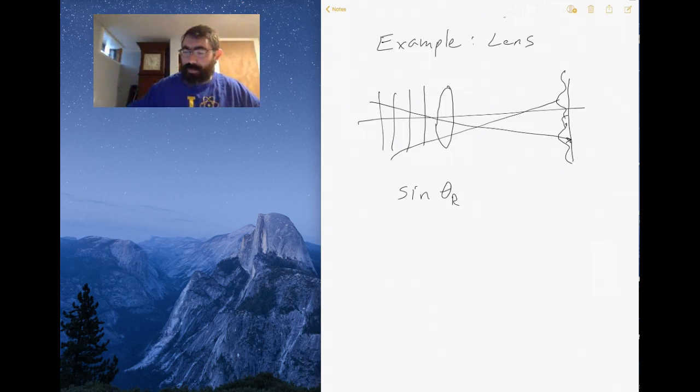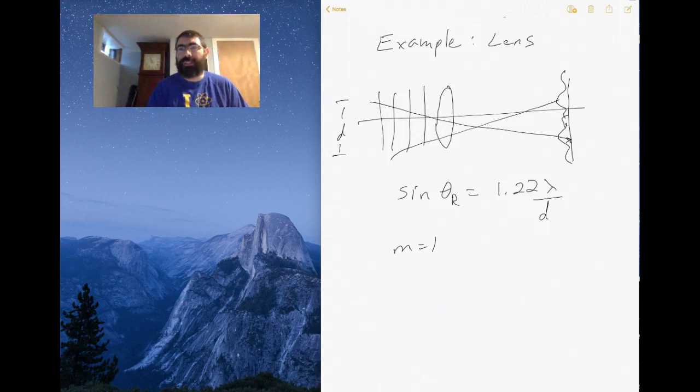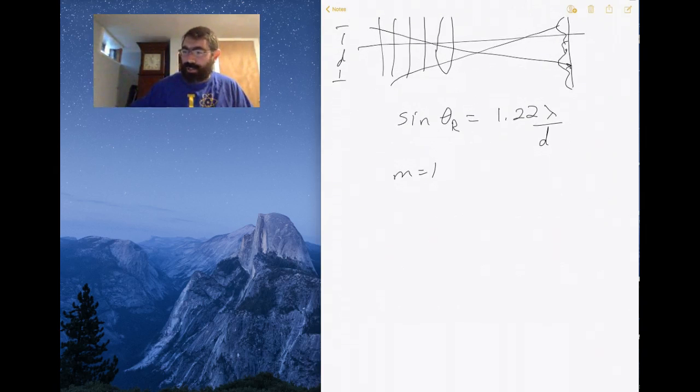Sine of basically the smallest angle that we can make with the diffraction would be equal to 1.22 times lambda over the diameter of our lens, D, right there. So in this case, I'm taking the first dark band, m equals 1, and if we apply the small angle approximation, sine of our resolving angle is approximately the resolving angle in radians, which is basically equal to 1.22 times lambda over D.